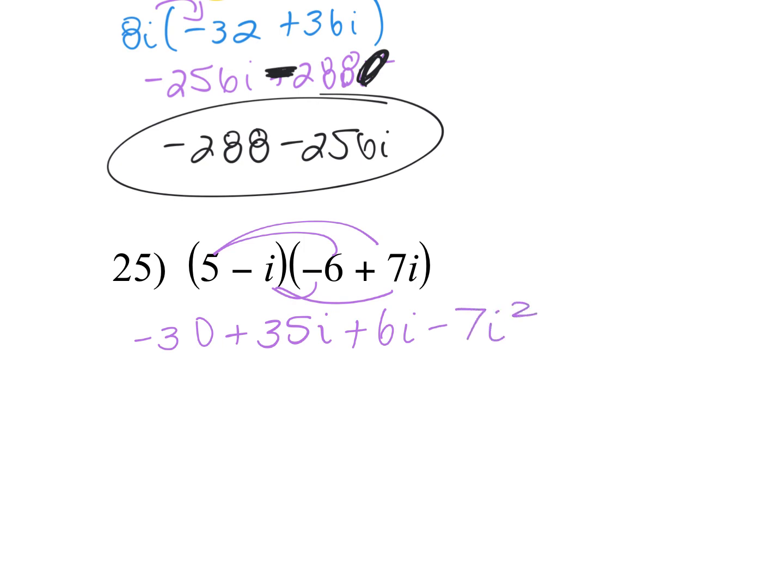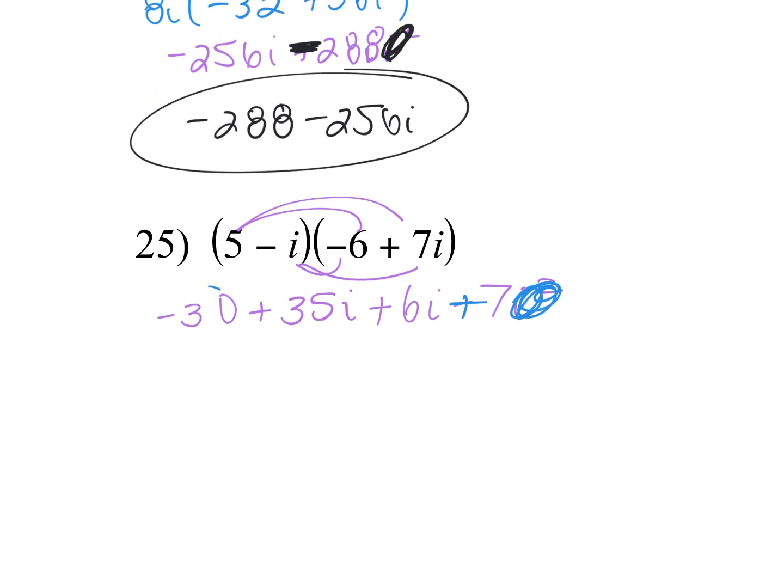What do we do? Cross it off. Change that sign. It becomes plus 7. Good. So negative 30 plus 7 is negative 23. And then what's 35i plus 6i? Plus 41i.